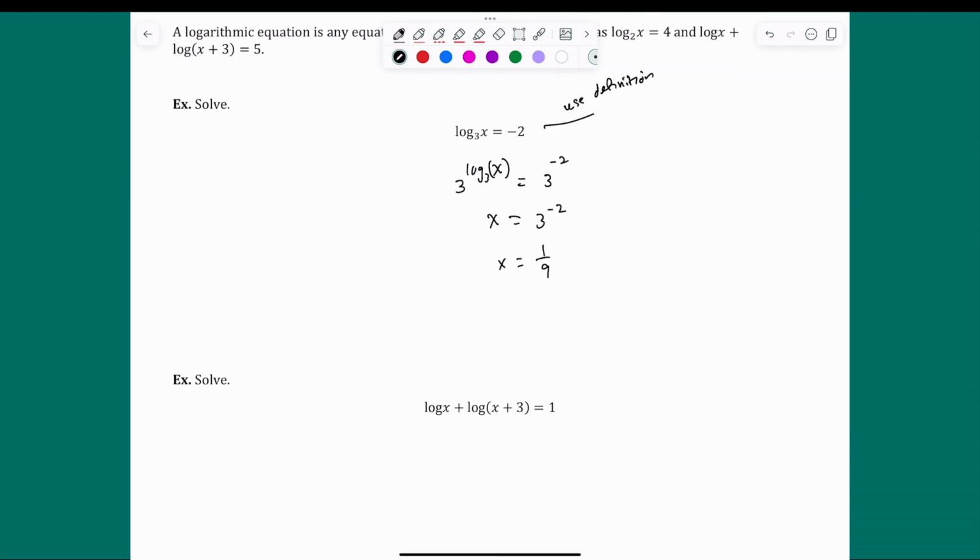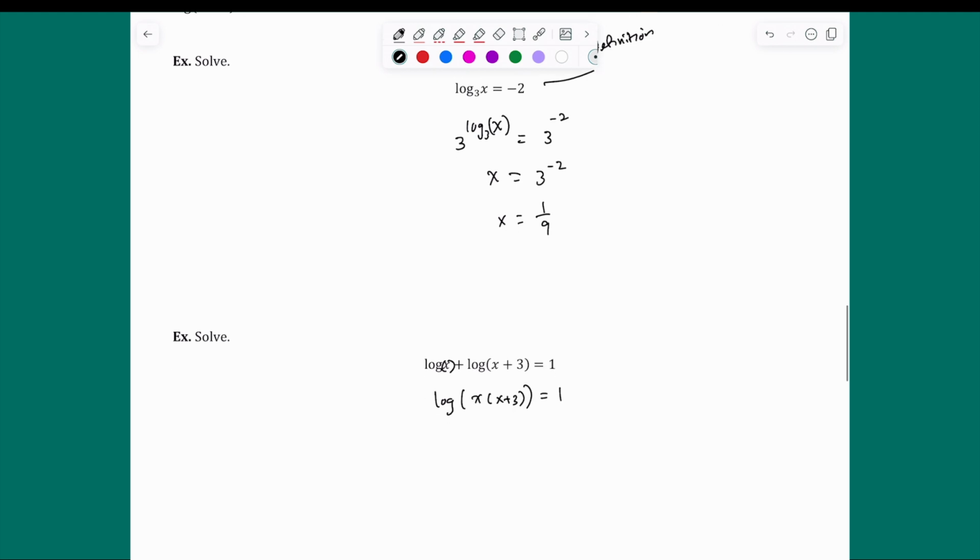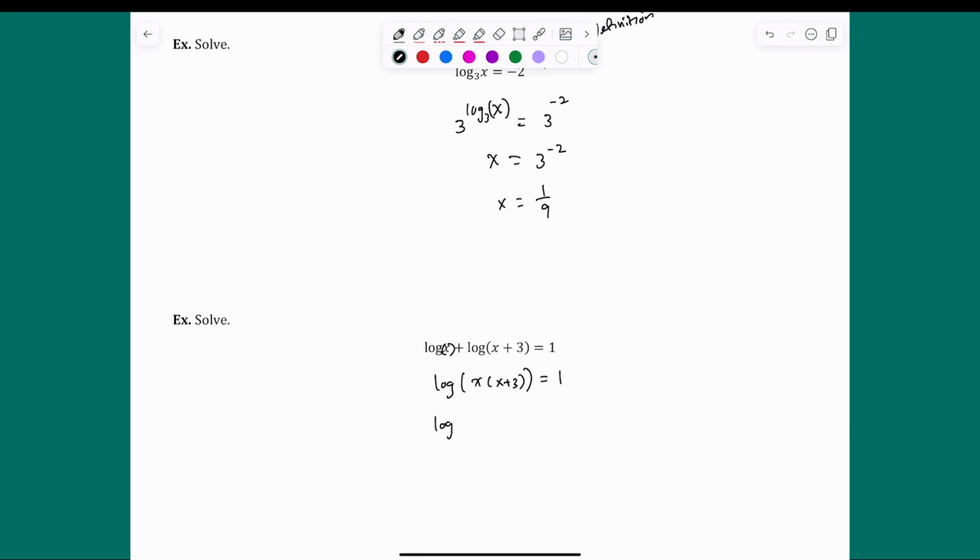Here we are going to solve log of x plus log of x plus 3 equal to 1. Okay, so technically you can think of that as in parentheses there. We have a sum of logs, so that means we multiply them. And this is log base 10, by the way. So we have x times x plus 3 equal to 1. And so then we distribute to get x squared plus 3x equal to 1.